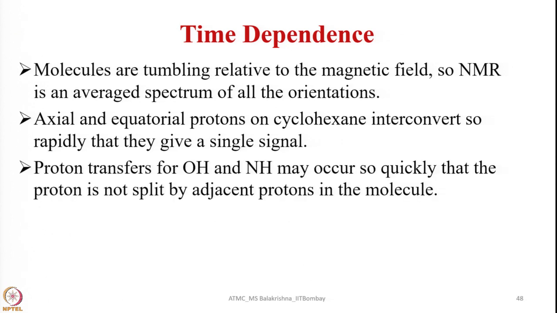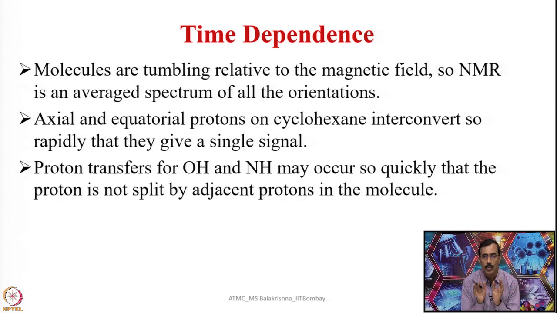Proton transfer for OH and NH may occur so quickly that the proton is not split by adjacent protons in the molecule. They are very acidic, so they exchange this hydrogen atom so quickly that at a given time, the neighboring groups fail to be influenced by the magnetic field of that proton. As a result, you do not normally see coupling due to OH or NH peaks.